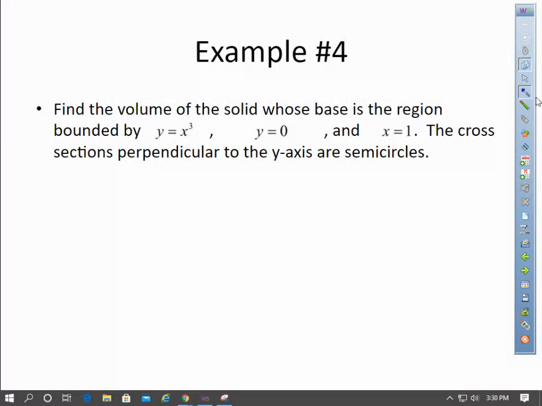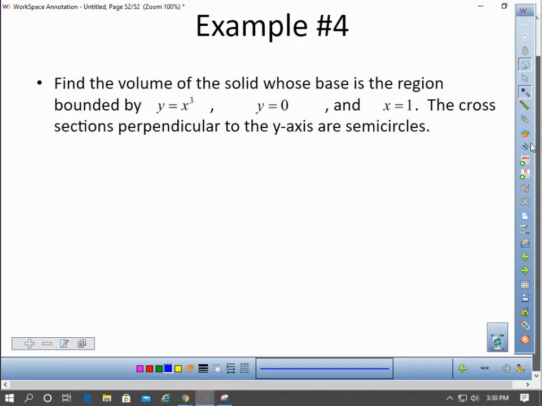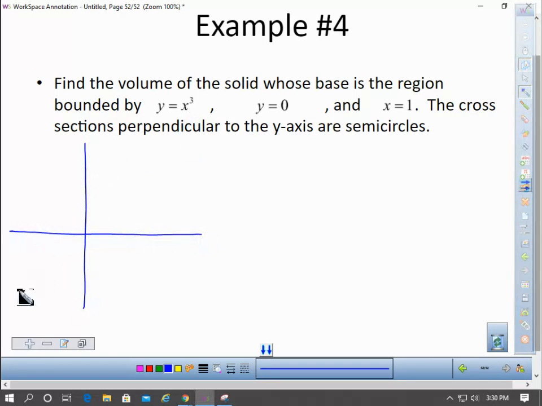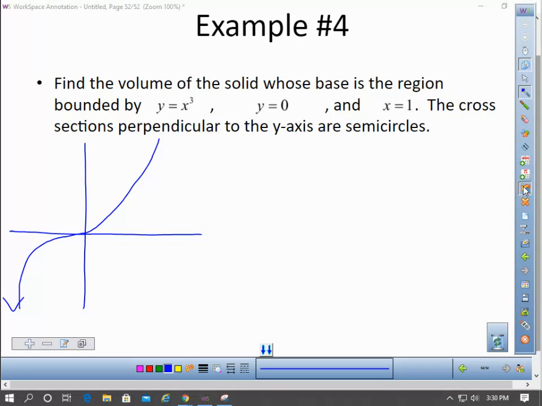Next problem. I'm going to get them more and more interesting. Let's change it up a little bit. It says the volume of the solid whose base is the region bounded by x cubed. All right, so x cubed looks like this, right? That's x cubed, the little squiggly sideways S curve, right? I didn't draw him very nicely though. That's kind of an ugly x cubed.